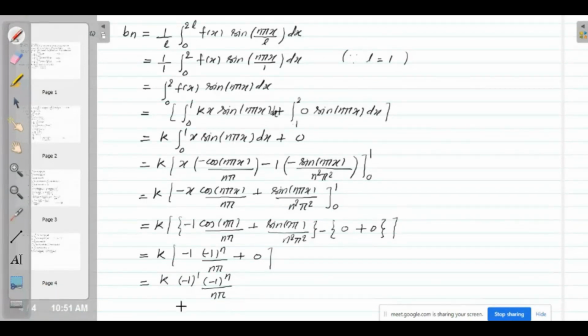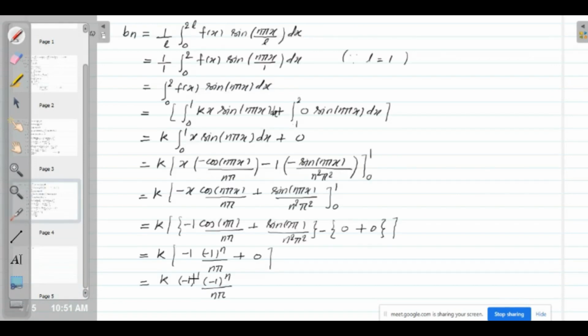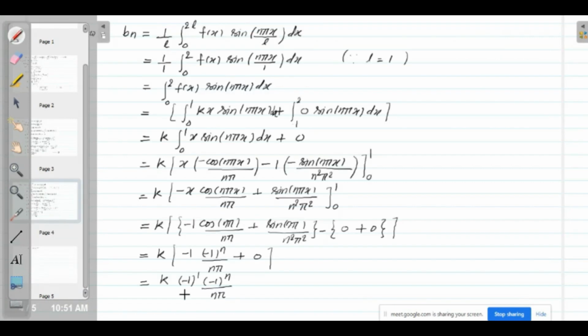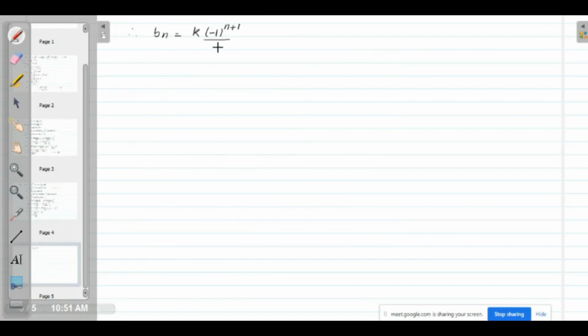So let us write this in the next page. So we'll have, therefore, bn is equal to k times, say here the base is the same, the power will be added, so this becomes n plus 1, so this becomes minus 1 raised to n plus 1, divided by n pi. Name this equation number 3.